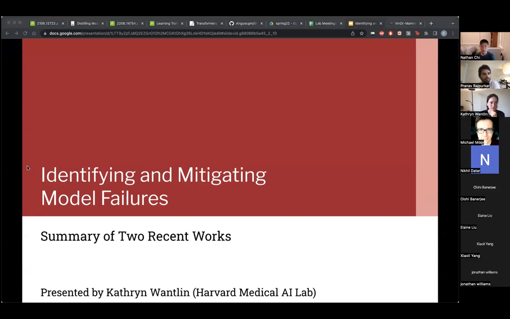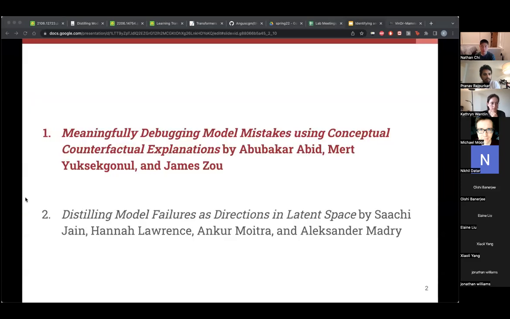Great. Yeah, so I'll be talking about a quick summary of two recent works on identifying and mitigating model failures, which are particularly important in the medical AI domains. So yeah, the first one I'll be talking about is the meaningfully debugging paper that came out of Stanford. And then a second very related paper on distilling model failures as directions in latent space from MIT.